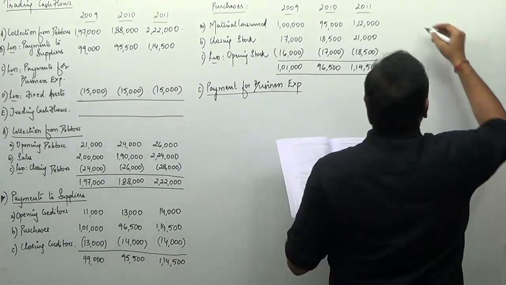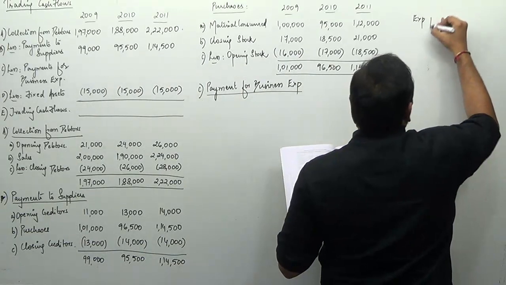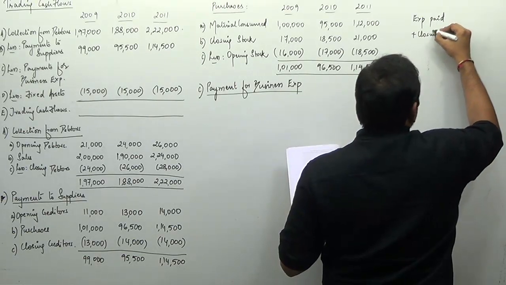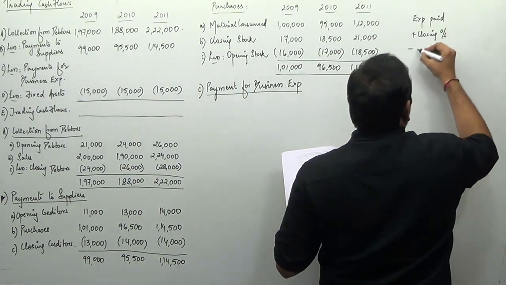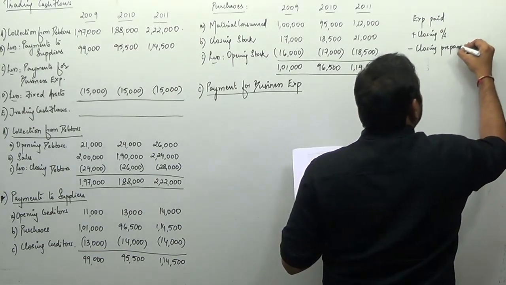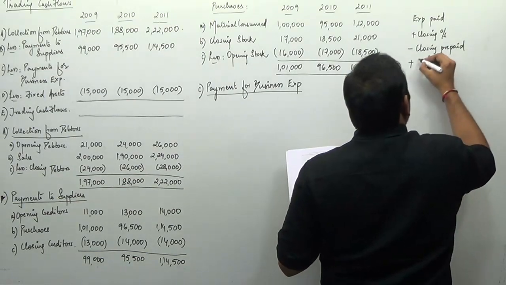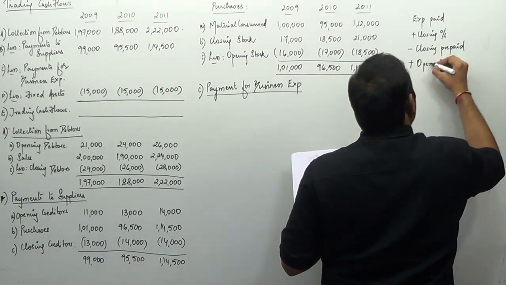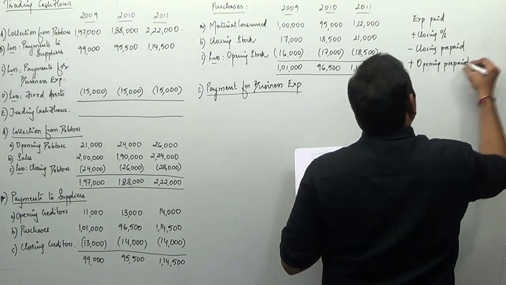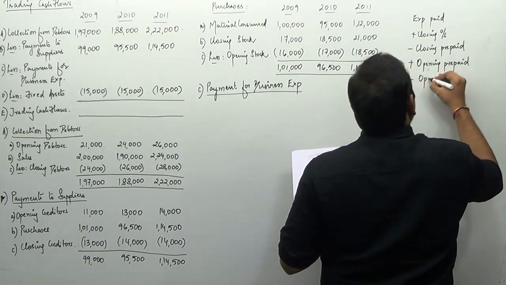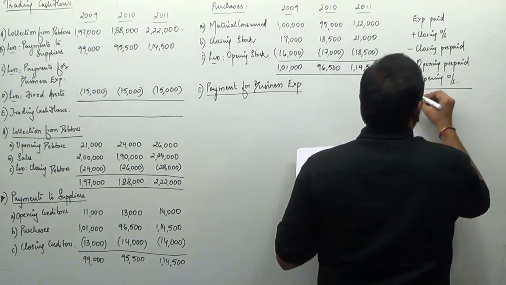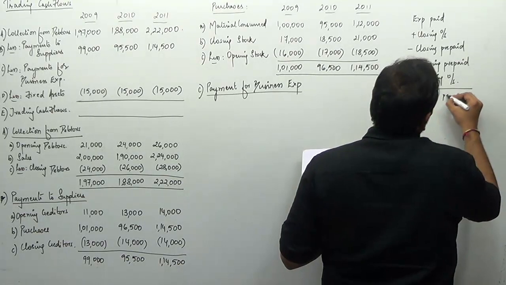In normal sense, when I talk about expense in P&L, I'll write it like this: expense paid plus closing outstanding, because that is not yet paid, minus closing prepaid. Last year it was already paid, it is a current year expenditure, so we deduct it. Plus opening prepaid. Minus opening outstanding. This will give me expenditure in P&L account.